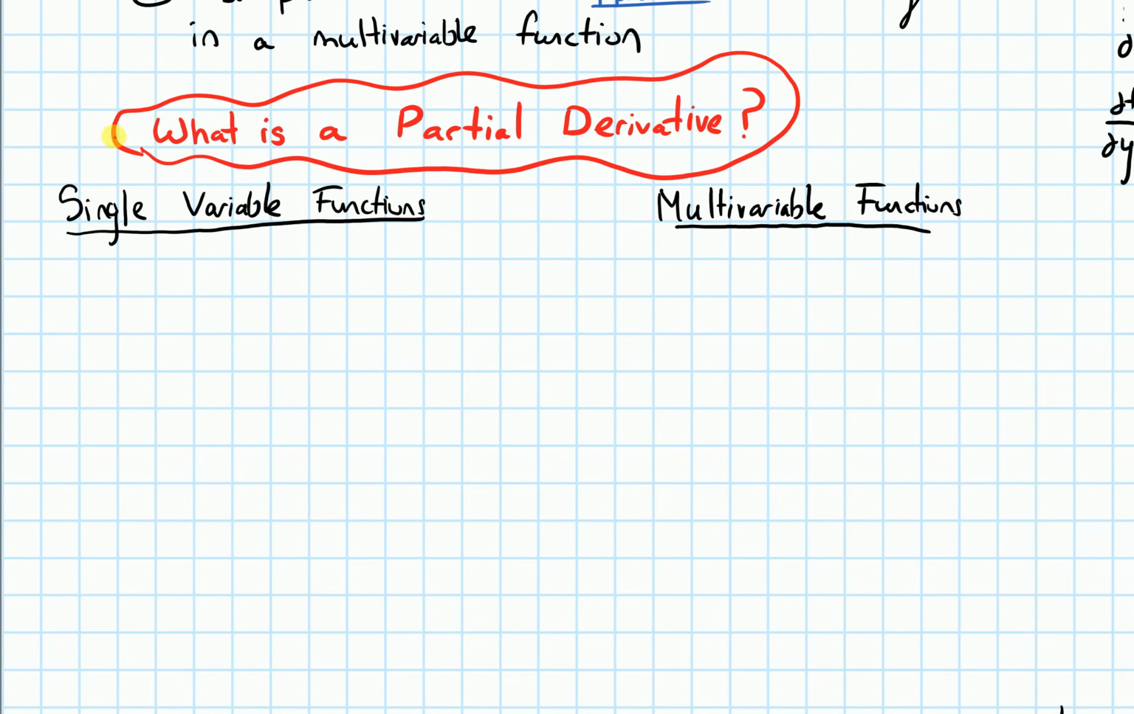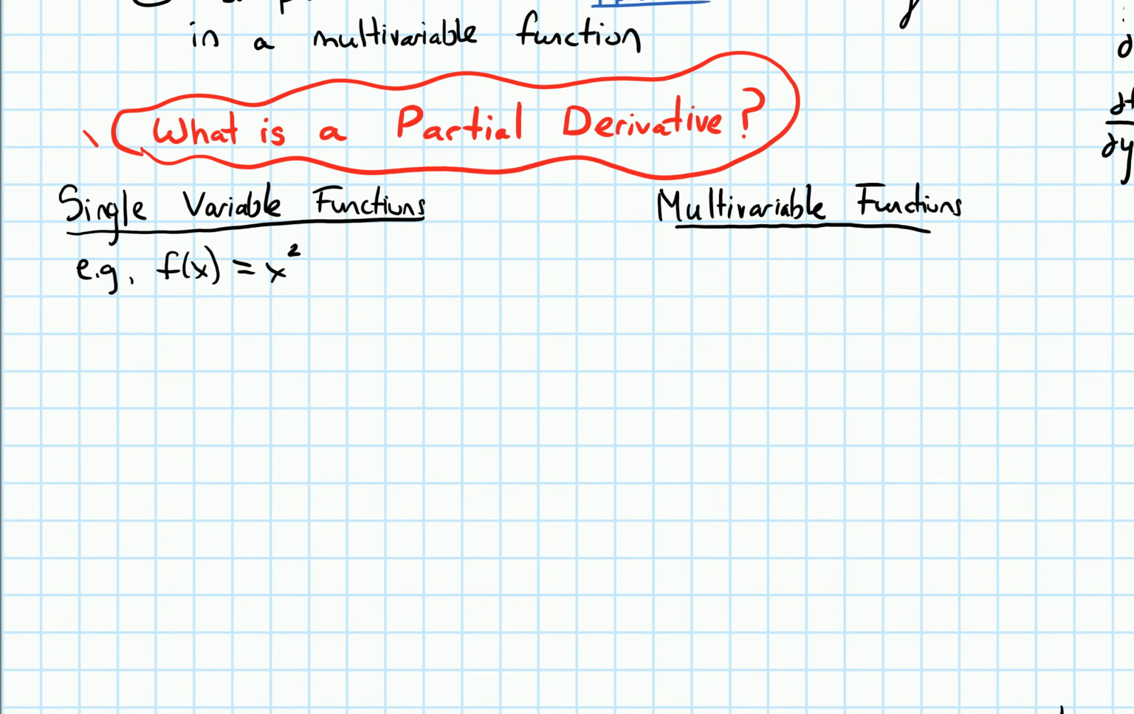In this video, we will talk about what a partial derivative is. Okay, so I want to begin by looking at single variable functions and just doing a brief review of derivatives from single variable functions. So for example, let's say I had the function f of x equals x squared.